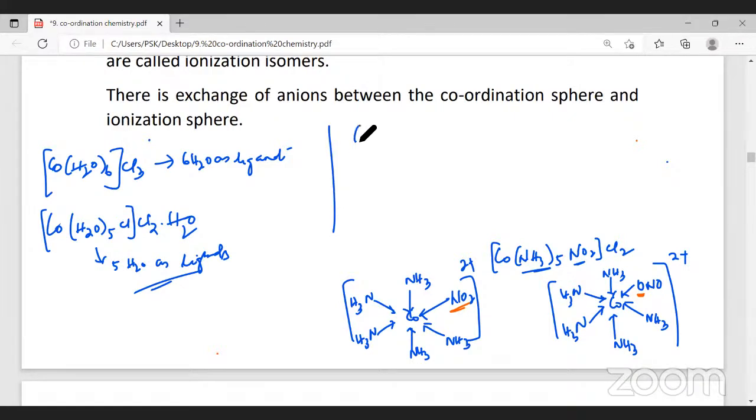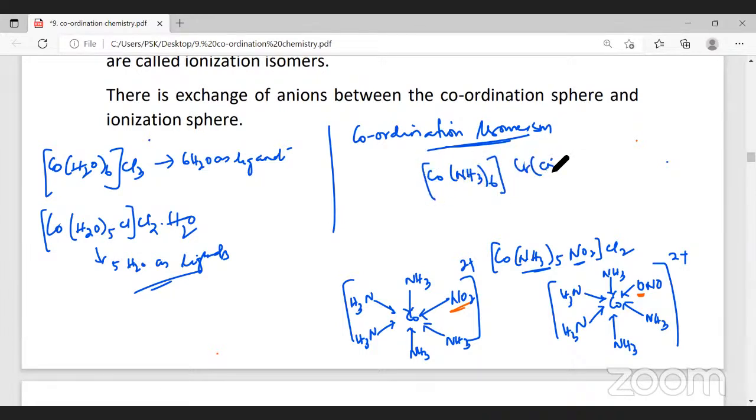Next, the last we learned is coordination isomerism. Now, this coordination isomerism is formed by the interchange of the ligands between the complex ions. For an example, I have cobalt and chromium, [Co(NH3)6] and [Cr(CN)6]. This is the first set of example.